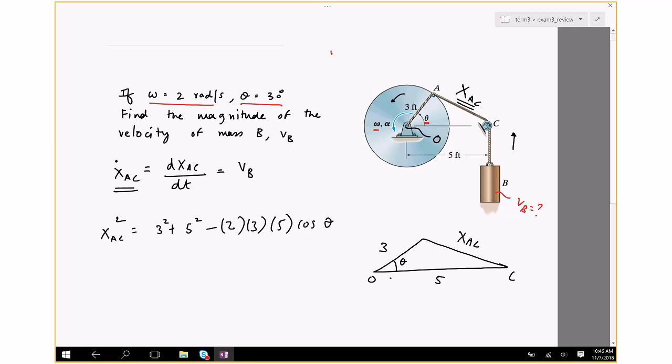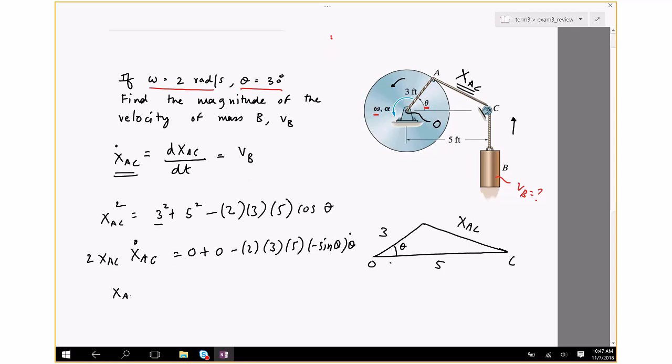There are a number of ways you can take the derivative. One way is you write this as xAC equals square root of something. But the other way to do it is to just differentiate the expression the way I've written it right here. So in this case, it will be 2 xAC times xAC dot equals the derivative of 3 squared is 0, 5 squared is 0, minus 2 times 3 and 5, they remain as they are. The derivative of cosine theta is minus sine theta, and the derivative of theta is theta dot. And so xAC dot equals, cancel off the 2, 15 sine theta, theta dot divided by xAC.